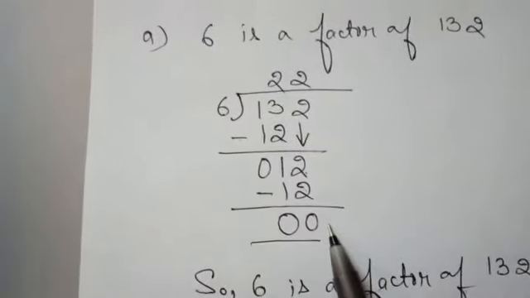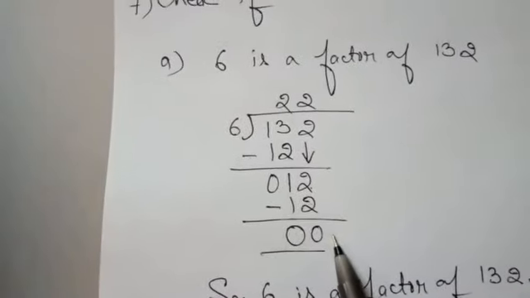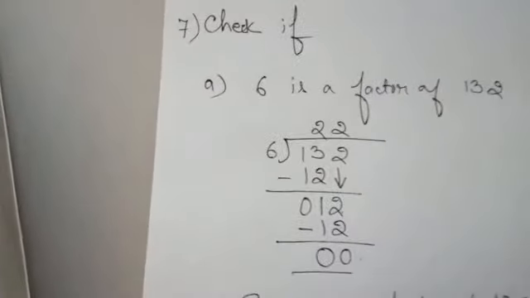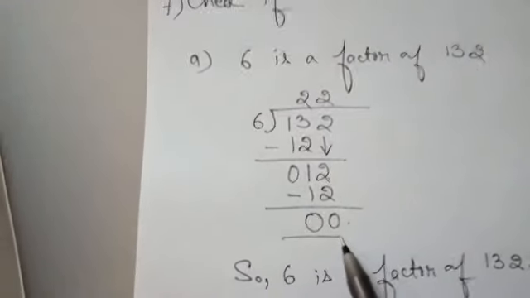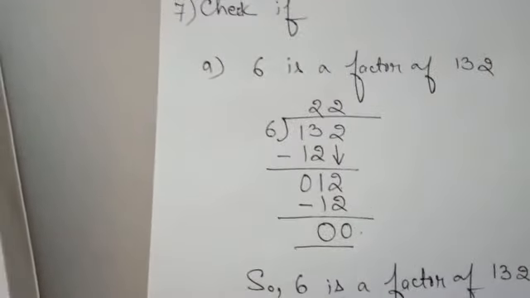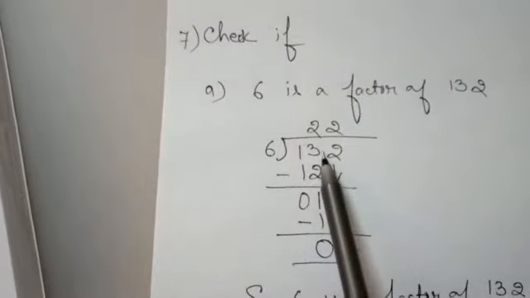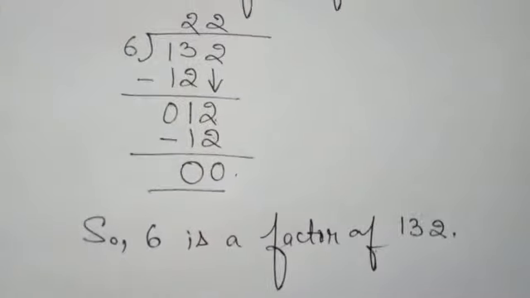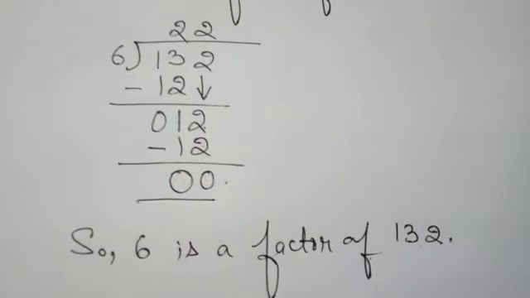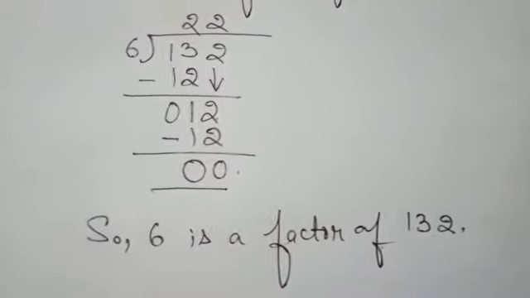And if, children, here any remainder comes, it means this number will not be a factor. But as here I am not getting any remainder, so 6 is the factor of 132. Hope children you have understood and keep on practicing the sums.